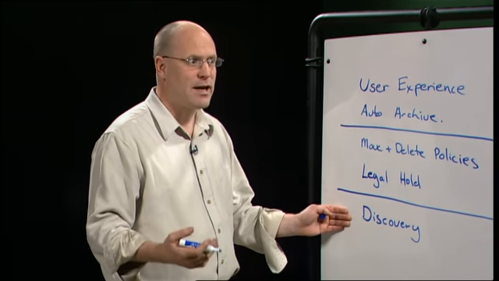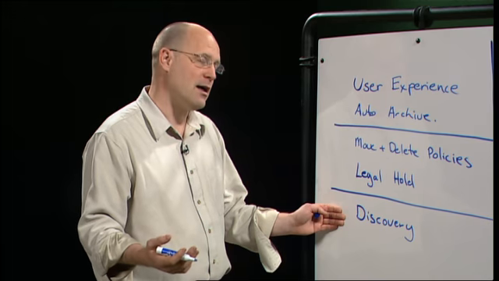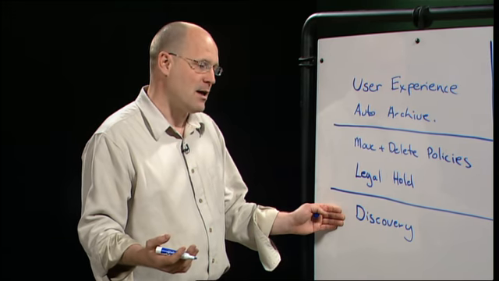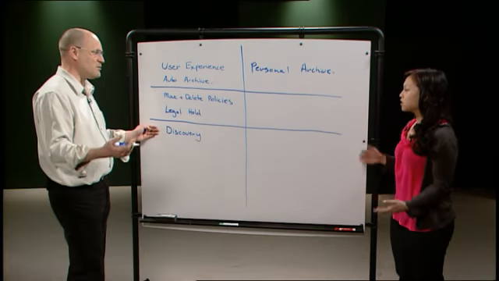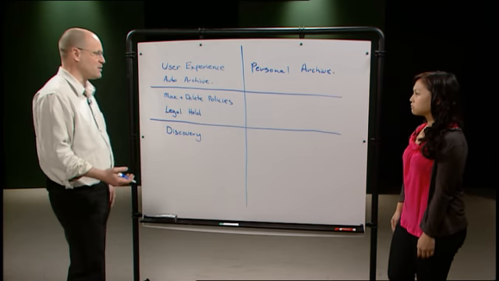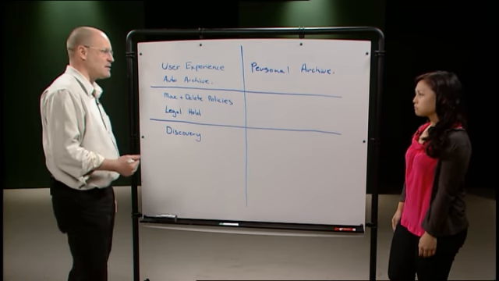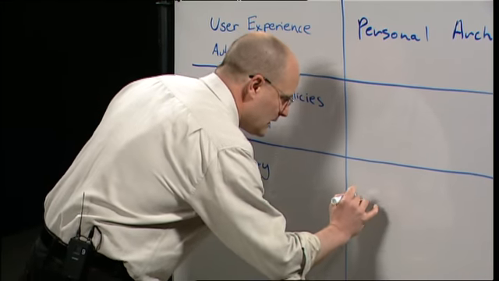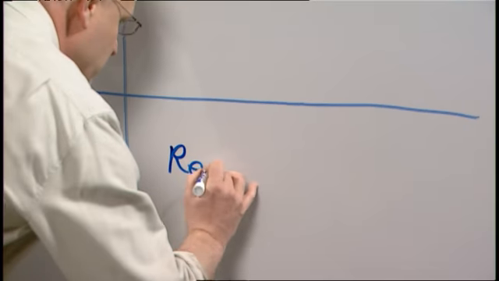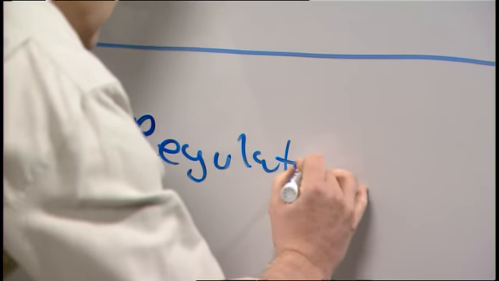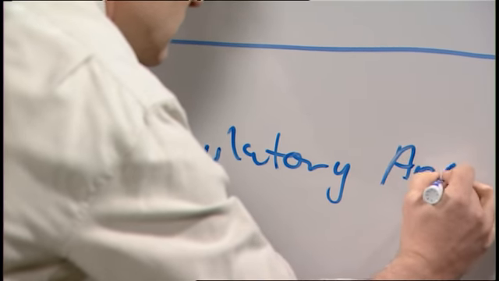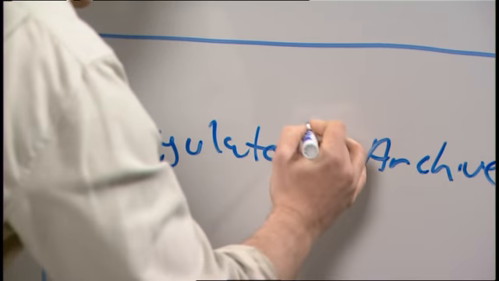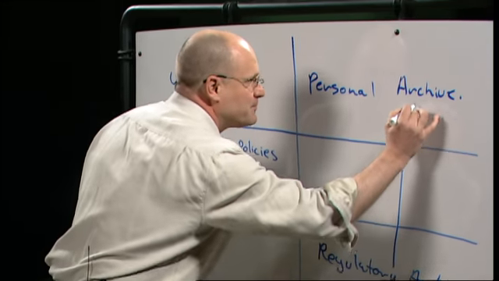And then finally being able to go through and find content when you search the database and respond to discovery requests and that sort of stuff. This is a set of features that you could call the regulatory archive. And the set of features, in a sense, overlap.